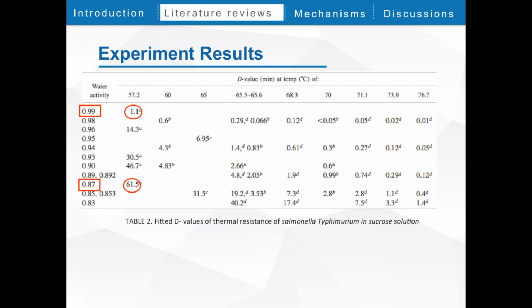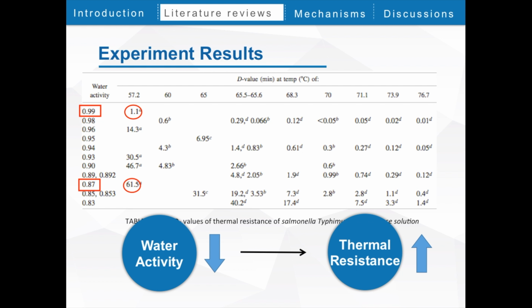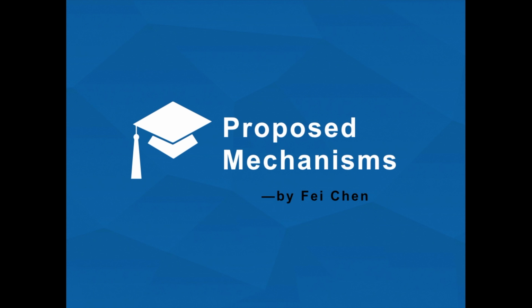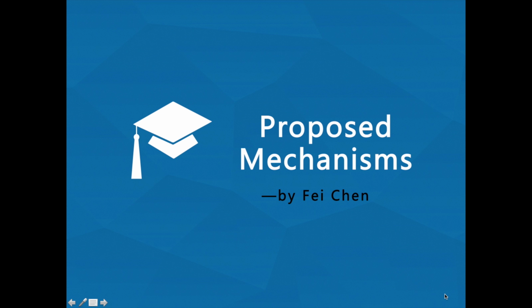Both experiments show an increase in d-value when the water activity is reduced at all temperatures, which means the thermal resistance is increased when the water activity of a system is decreased. After reviewing the literature, I'd like to talk about the proposed mechanism of the phenomenon we have mentioned before.